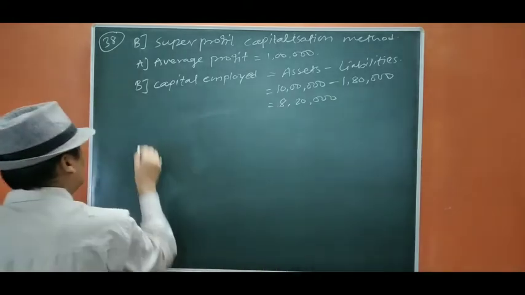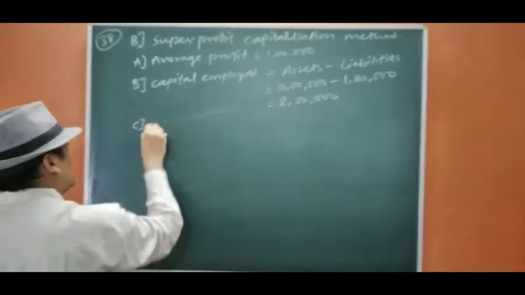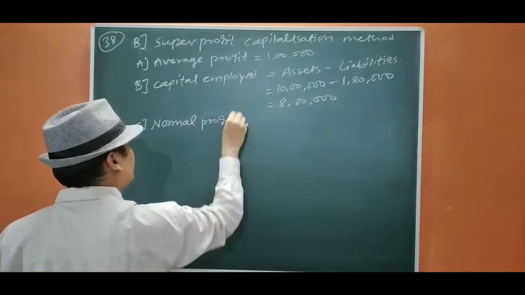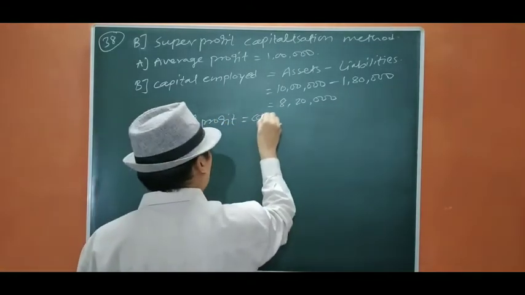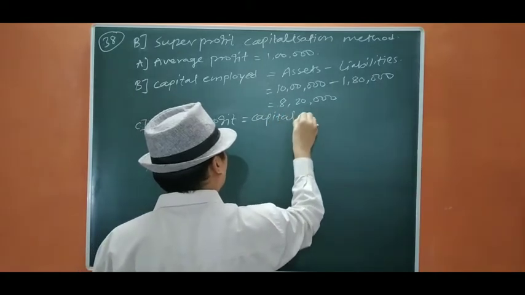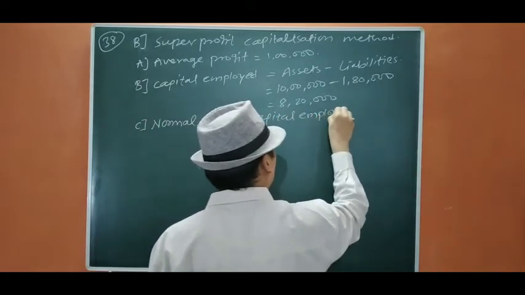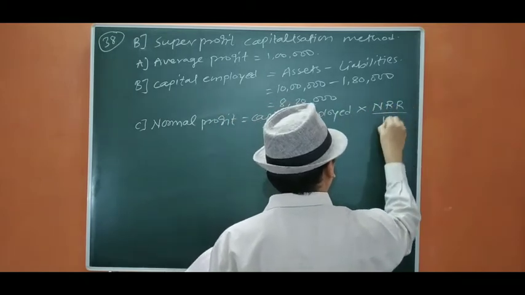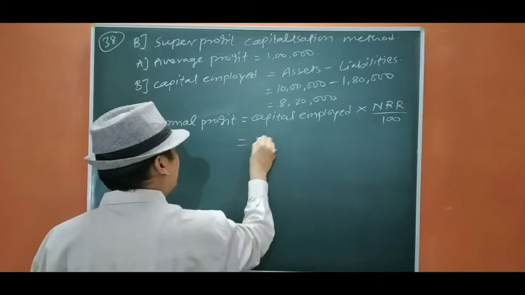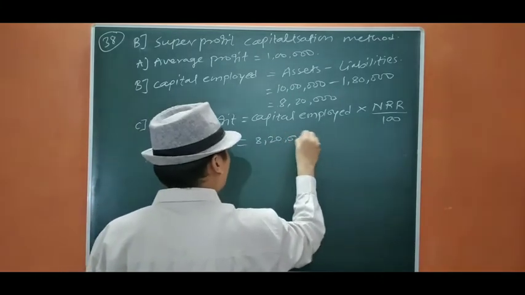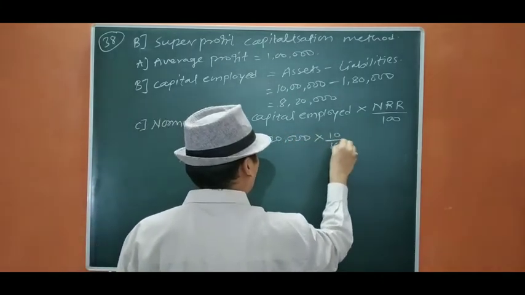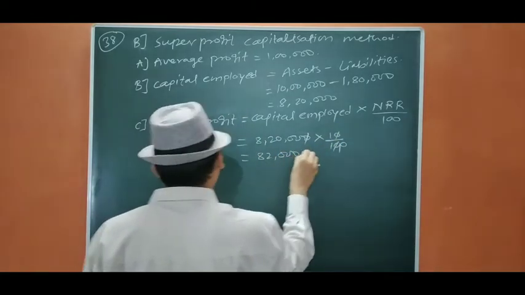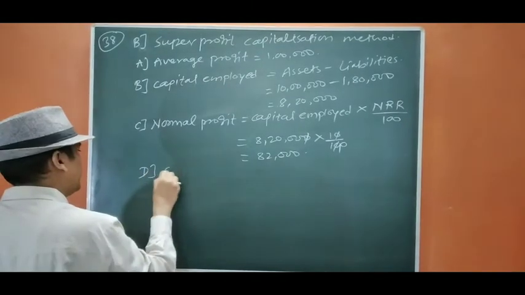Now we move to C, normal profit. So normal profit equals capital employed into normal rate of return upon 100. So it is 8 lakh 20,000 into 10%, that will be 82,000.